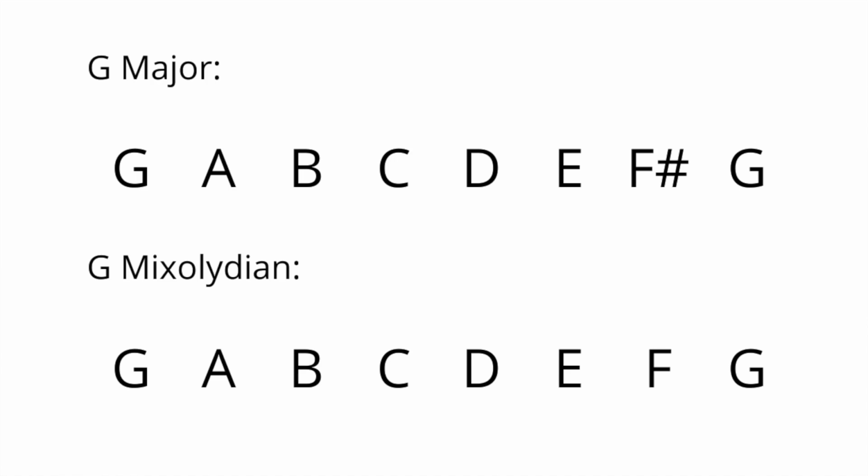Okay, so if we relate it to its parallel major key, which is G major, a parallel key is just a key that shares the same root note. So G Mixolydian and G major are parallel keys. If we compare them, what you can see is the point of difference is the F sharp of G major has become an F note of G Mixolydian. Therefore, it's a flat 7.